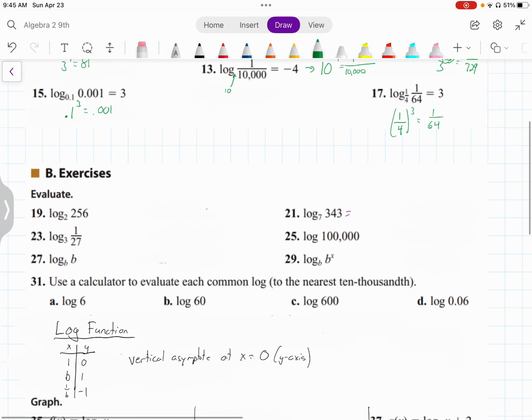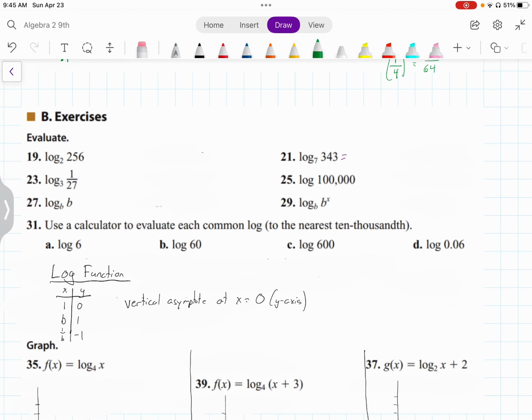All right, the next section is just evaluating. So this is new to us. We haven't dealt with logarithms in a real long time, obviously. So we're going to just evaluate some of these. Here's what we think in our mind: we're trying to figure out, well, what does this equal? We're a little more familiar with exponents, so we're actually thinking back in exponential form, 2 to what power gives us 256?